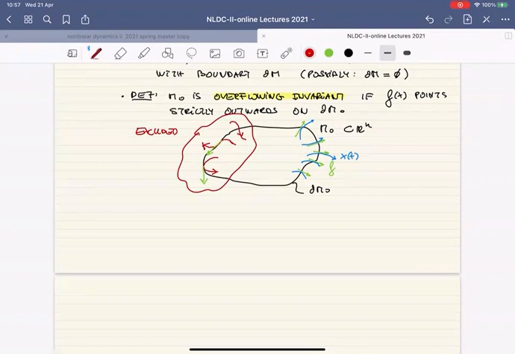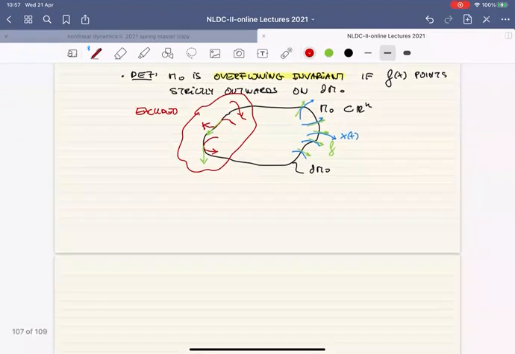Now, there's a parallel theory that one could set up for inflowing invariant manifolds, in which case everybody is coming in. Inflowing invariant manifolds are overflowing in backward time.